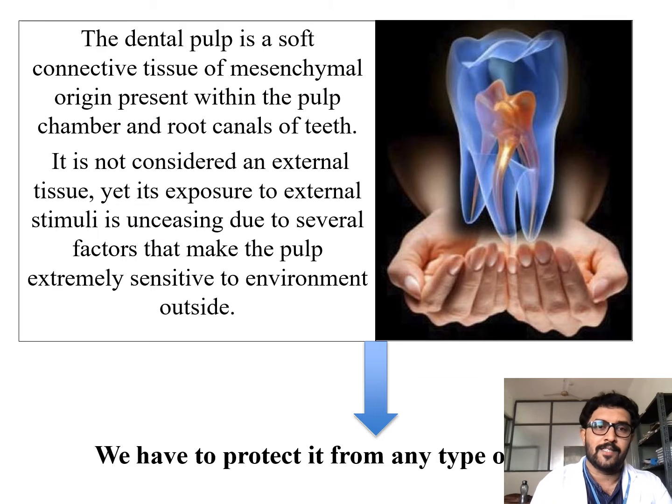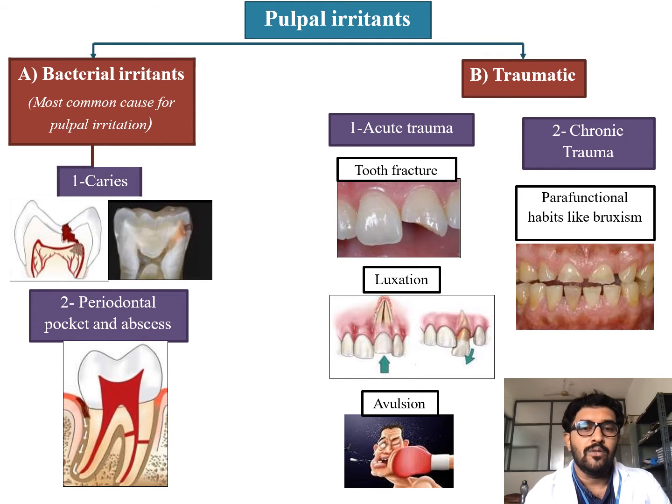Okay. Next. Dental pulp is a soft connective tissue of mesenchymal origin present within the pulp chamber and root canals of the teeth. It is not considered an external tissue, yet its exposure to external stimuli is unavoidable due to several factors that make the pulp extremely sensitive to the environment outside. So this is a flowchart that I made. It depends on the pulp irritants, which are mainly bacterial and traumatic. Bacterial may be the most common cause of pulp irritation.